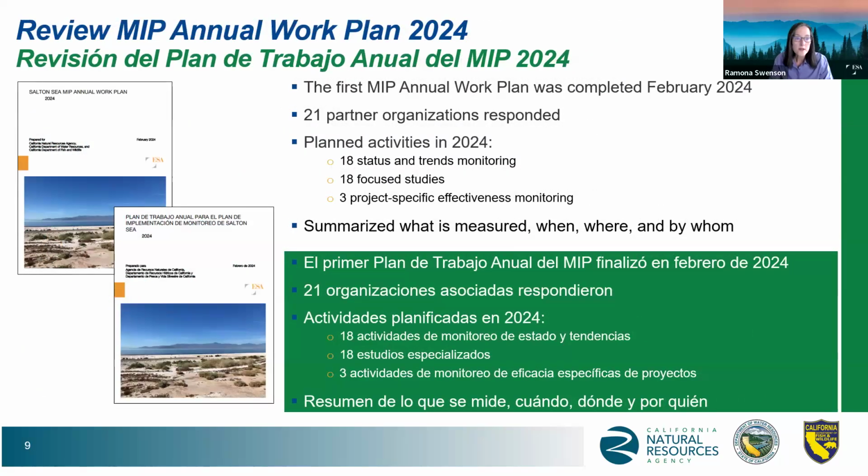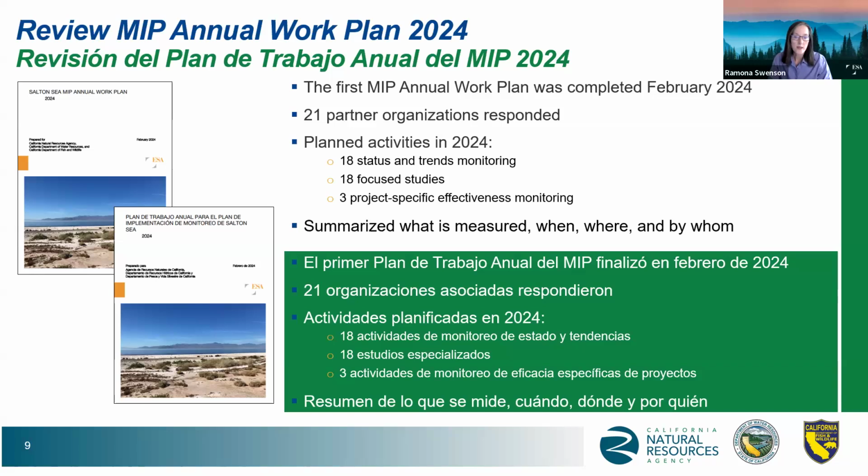So we accomplished the first annual work plan in February 2024. We reached out to 30 different partner organizations and got responses from about 21 of those, and inventoried a wide array of activities that were planned in 2024. I'll describe some examples, but 18 of them were related to status and trends monitoring, looking at what are the ambient conditions and changes over time.